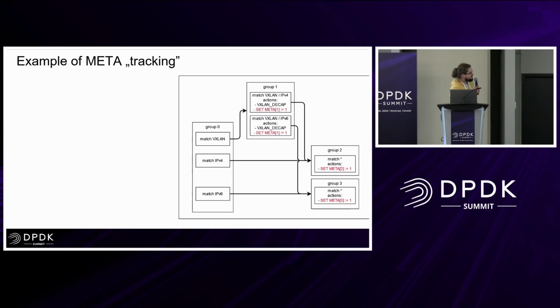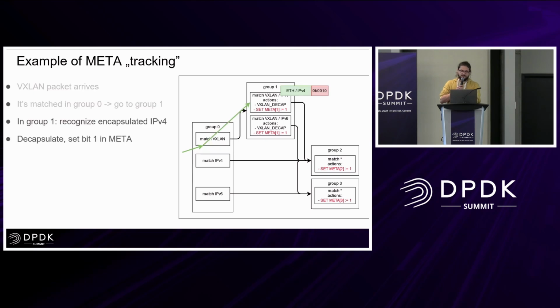So in this maybe a bit overcomplicated example, on the left we have group 0 where we first match on VXLAN, where we first try to decide if the packet is tunneled or not. When it's tunneled, we go to group 1. This is the box on the top, where we decapsulate from VXLAN. And then in group 2, at the end, depending on whether it's IPv4 or IPv6, we want to perform some actions on the packets. So let's say that the VXLAN packet arrives with the inner headers of ETH IPv4. It's matched for the VXLAN rule, and we go to group 1.